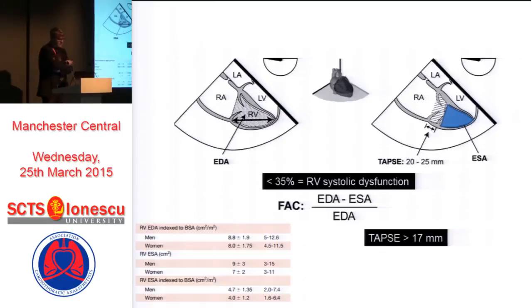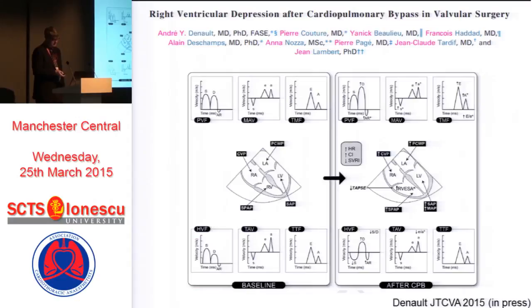They also recommend adjusting the area to body size, because the area will be smaller in a kid compared to an adult. So it should ideally be divided by the body surface area. And you have the values here for men and women in diastole and in systole.